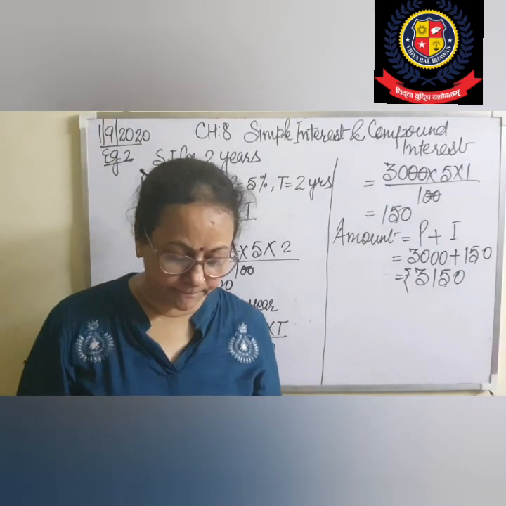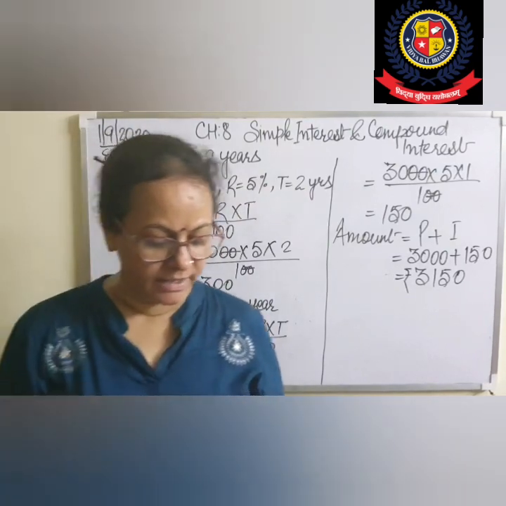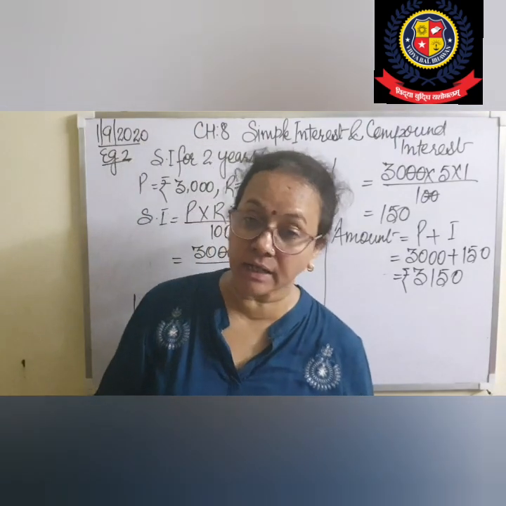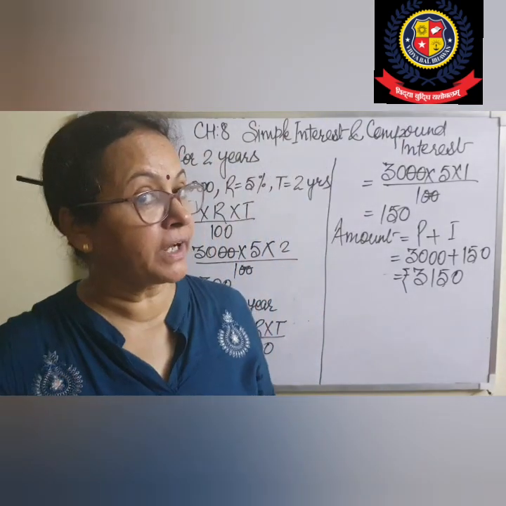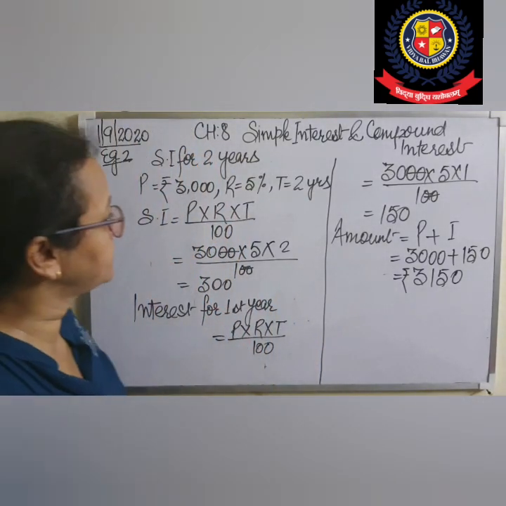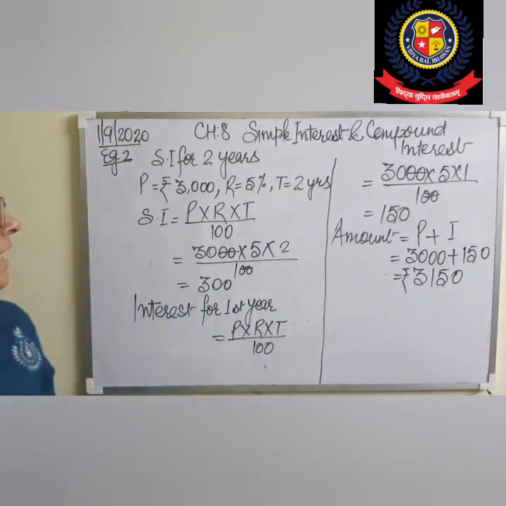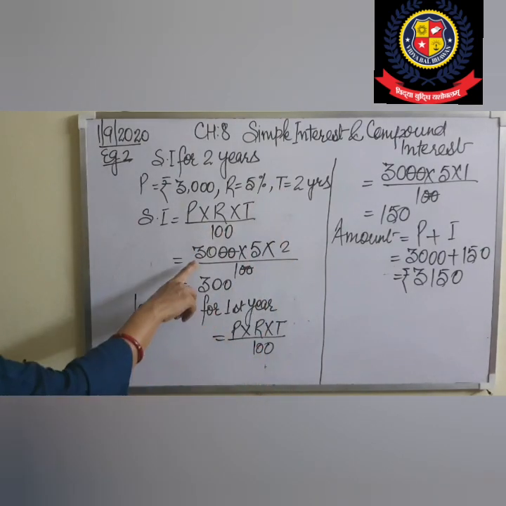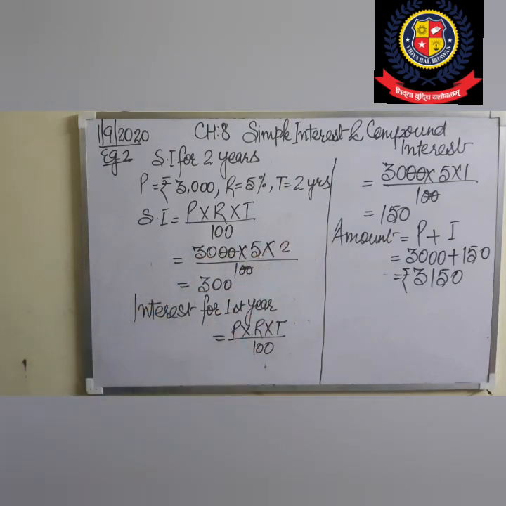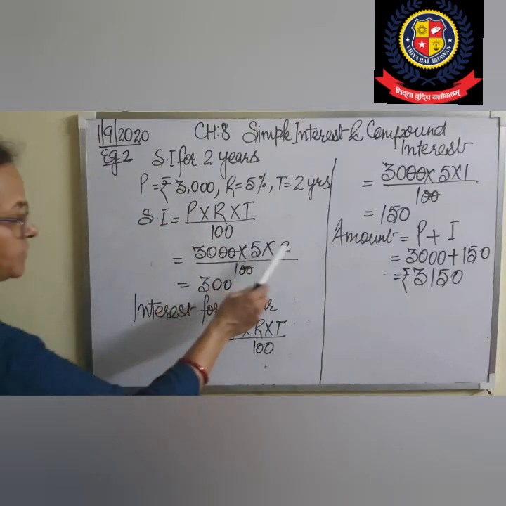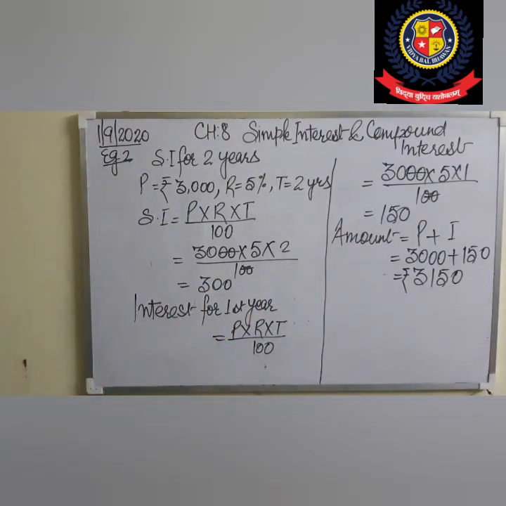Find the difference between the simple interest and compound interest on rupees 3000 at 5% per annum for 2 years. We are going to find out simple interest for 2 years. I have the principal amount, that is 3000 rupees, rate of interest is 5 and time period is 2 years, right? First of all, SI, the simple interest, that is P into R into T upon 100. P is 3000 into 5 into 2 upon 100. These two zeros will be cancelled out by these two zeros. 5 into 2 is 10, 10 into 30 is 300 rupees, right?